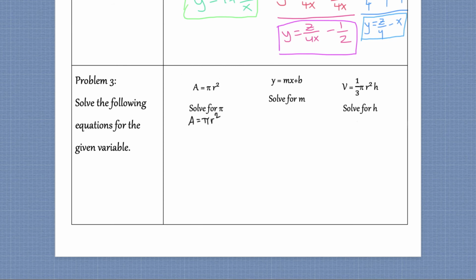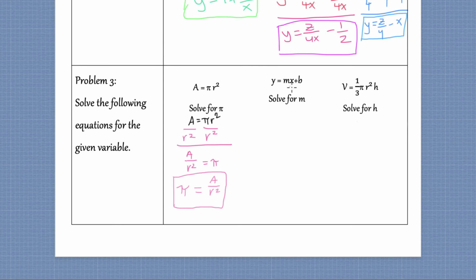And to do that, all we have to do is divide the side by r squared to just get pi alone. And we're going to divide this side by r squared and also the other side by r squared. And so we end up getting A over r squared is equal to pi. Or instead of writing it like that, we can switch it around and write pi is equal to A over r squared. And so that is our answer for this one.